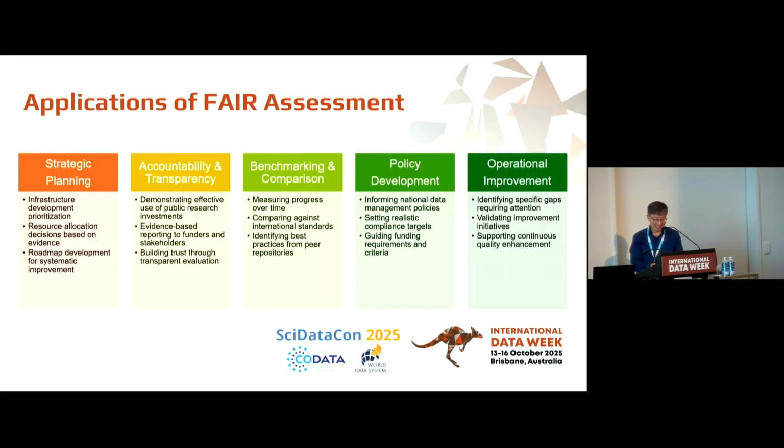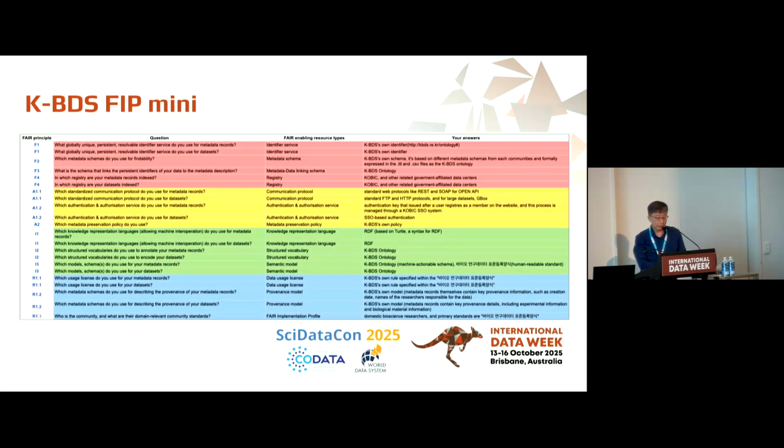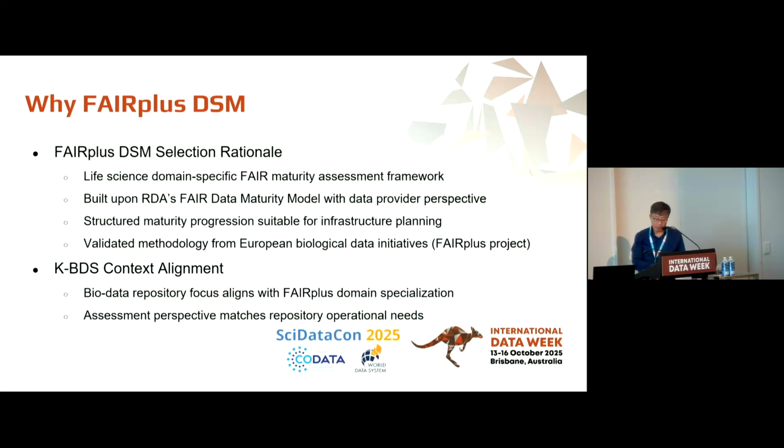I think I can skip this for the sake of time. As part of the evaluation, people undertake what they call a FAIR implementation profile. We already heard about it in one of the presentations. We didn't do a full FIP, FAIR implementation profile, but we did a smaller version, they call it mini, instead. In the future, we want to do a full-scale FAIR implementation profile. There are a number of choices you have when it comes to choosing a specific FAIR evaluation tool. We picked the FAIR Plus dataset maturity model since it primarily focuses on biological data.